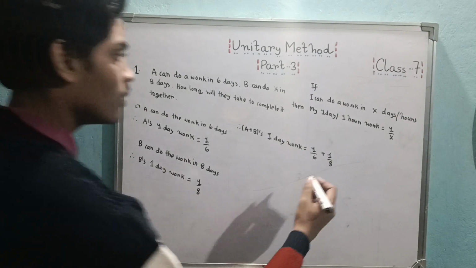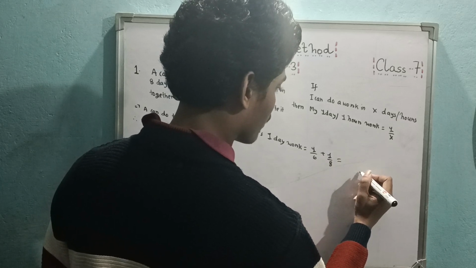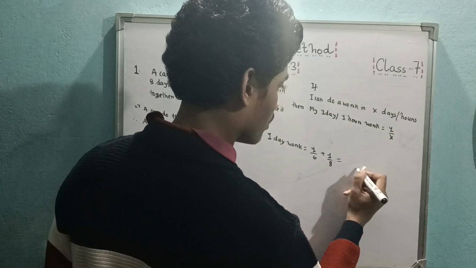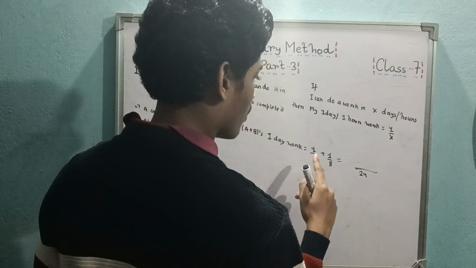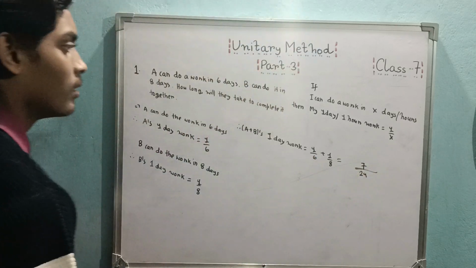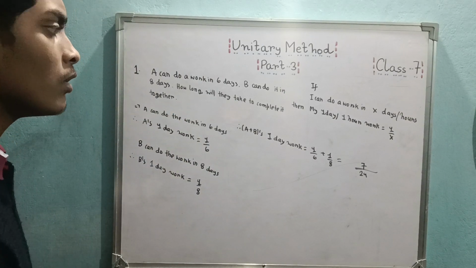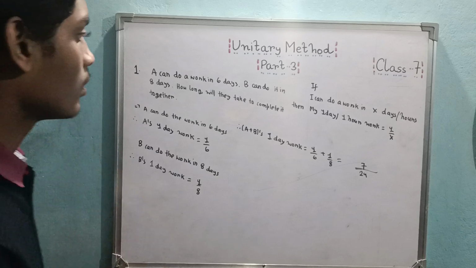Easy. Equal to, let me just see, is it the LCM? What is it? 24? Then you have 4 plus 3, 7. 7/24. So, A plus B's 1 day work equals 7/24.